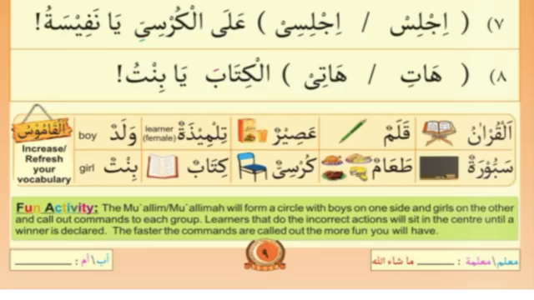Ijlisi. Sit down also. But ijlis is for commanding a boy or a male or a man to sit. Ijlisi is a command verb to command a female or a woman or a girl to sit down. Alright? And after that, the sentence is alal kursi. Ala means on. Al-kursi, the chair. Alal kursi, on the chair.